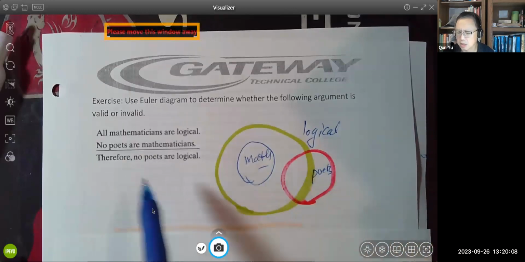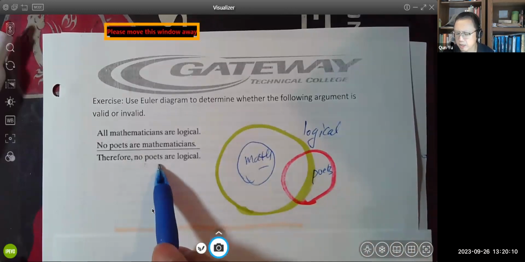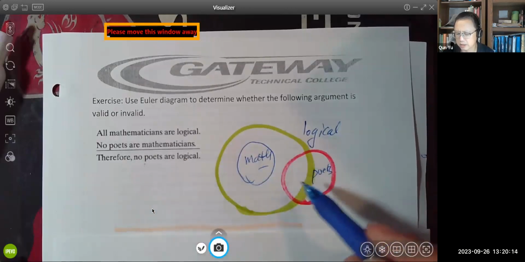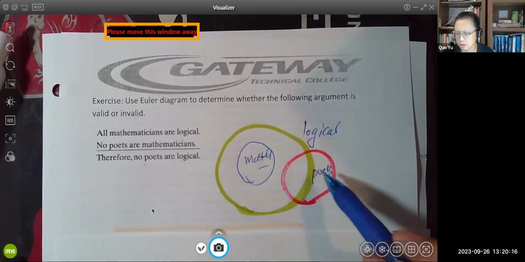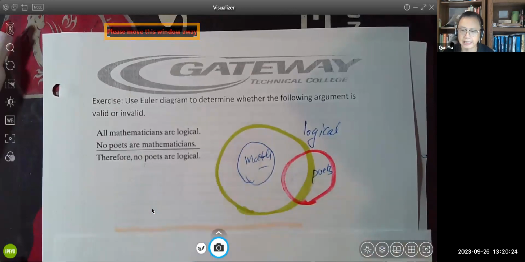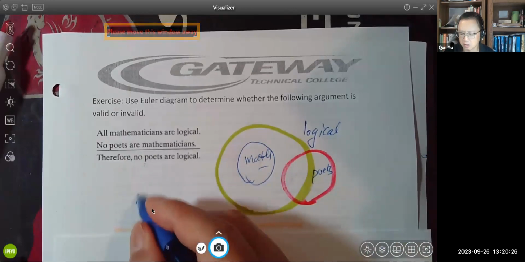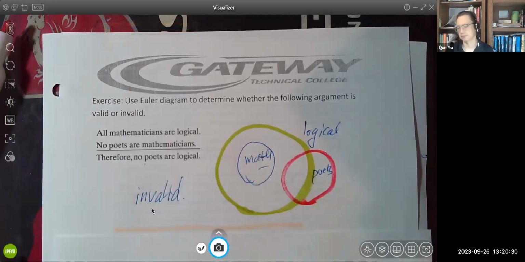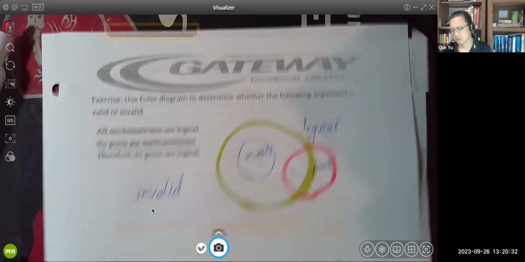Now the conclusion is between the red one and the green one. For my drawing, I say some poets are logical. Some poets are logical. These poets, this is logical. Some poets are logical. They say no poets are logical. We get different conclusions. This is an invalid argument. Now, next one.